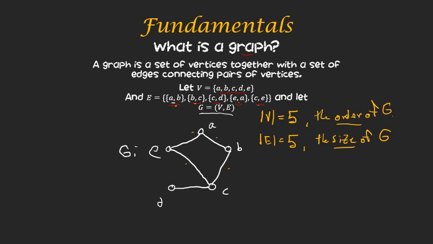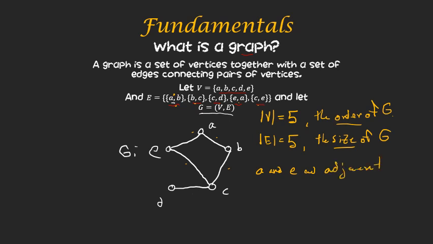So I've already used this term adjacent. Whenever two vertices are connected with an edge, so if there's an edge in the edge set that contains those two vertices, we say that those two vertices are adjacent. So for example, the vertices A and E here are adjacent vertices.